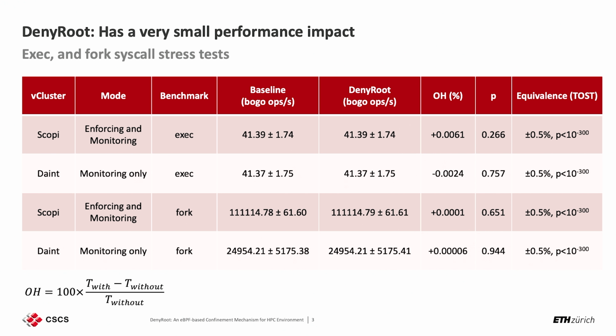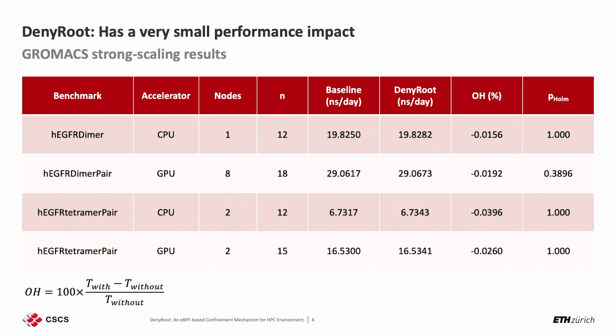The change is 0.006% for trying to spam exec calls. Basically, I'm trying to spawn multiple processes and forking from different processes. The p-value that you see there tests whether, with and without denyroot, we can distinguish the two sets. And the TOST test means that we can prove that these two sets are the same. So it not only does not affect synthetic benchmarks, but in practice it also doesn't affect scientific simulations.